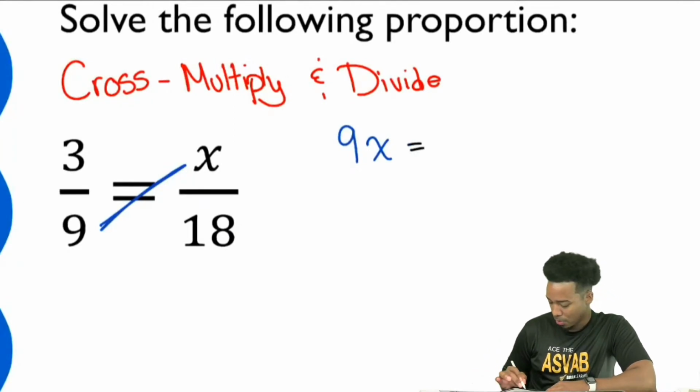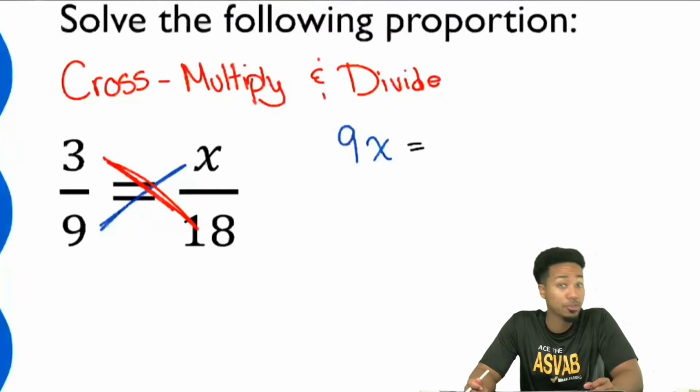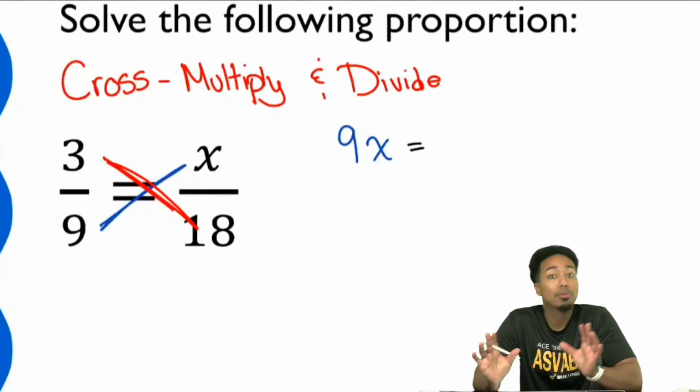And now let's go ahead and do the other one. Crisscross right there, 3 times 18. Does everybody here know what 3 times 18 is off the top of their head? I'm going to assume probably not, right?